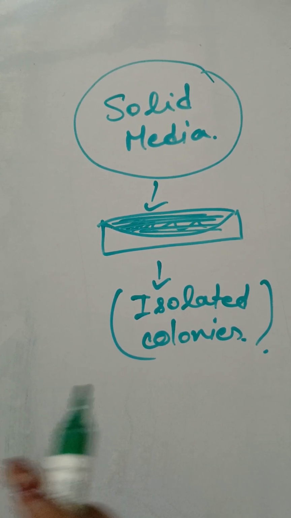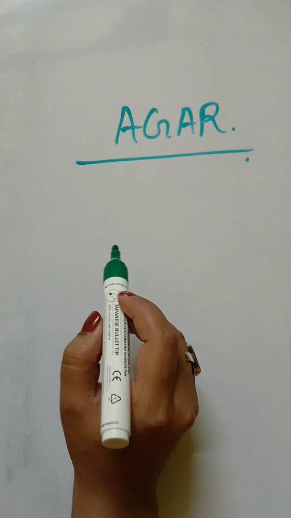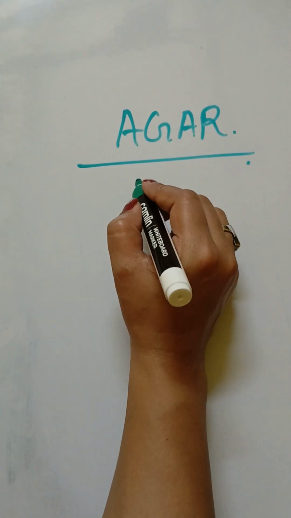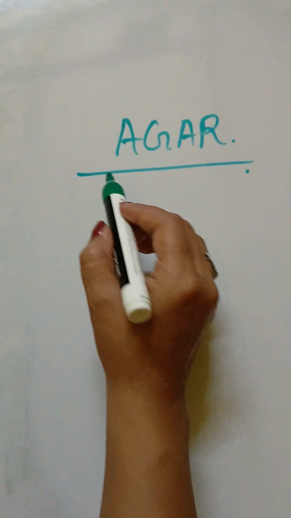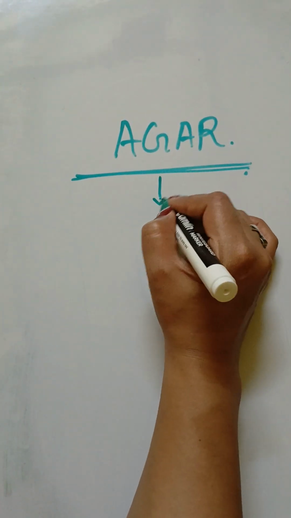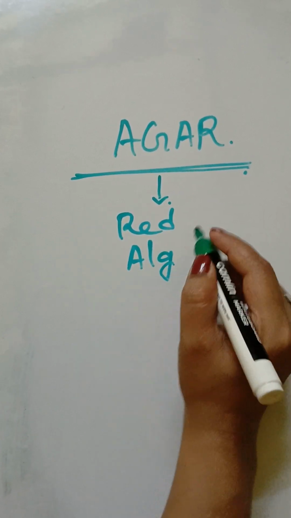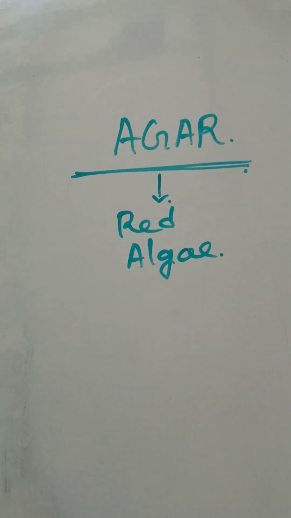So what is the solidifying agent here? In microbiology, agar is the most important solidifying agent or hardening agent that is used in the liquid media to make the media a solid one. Agar is basically extracted from red algae. Agar is originally extracted from the red algae.